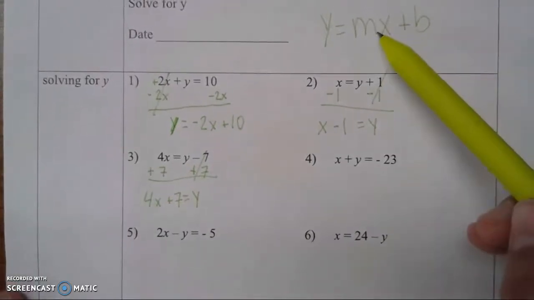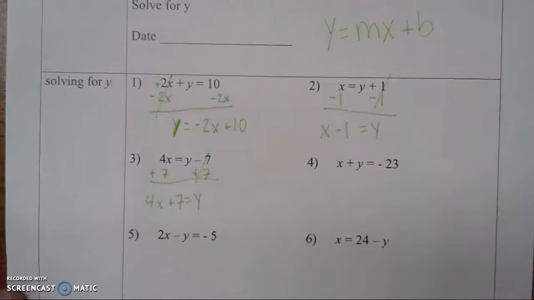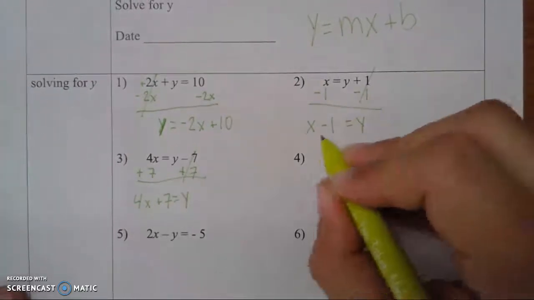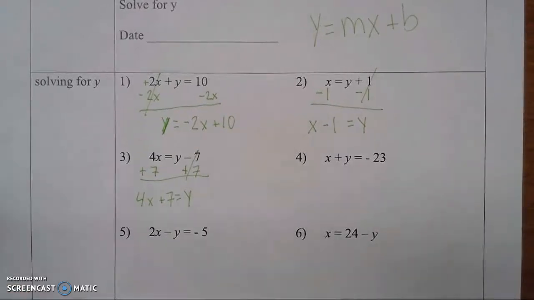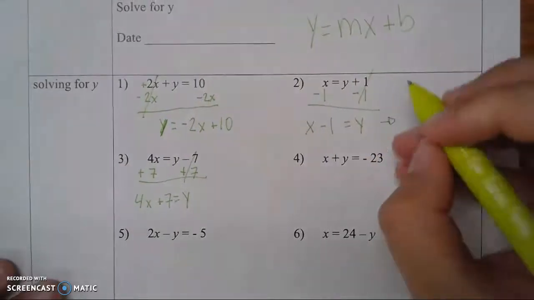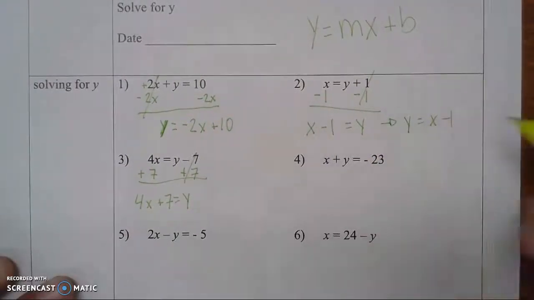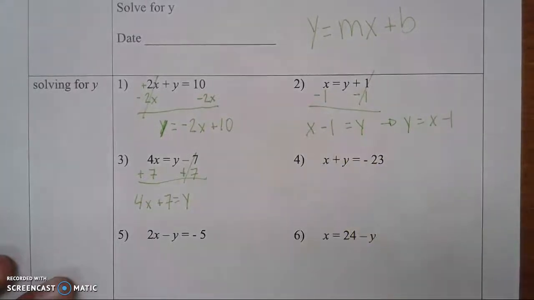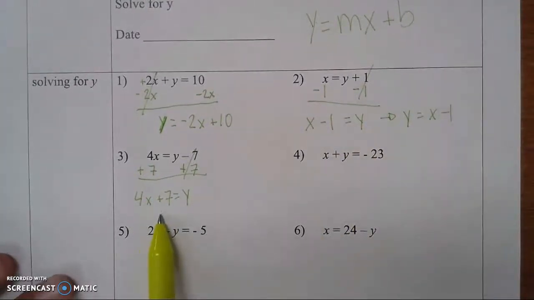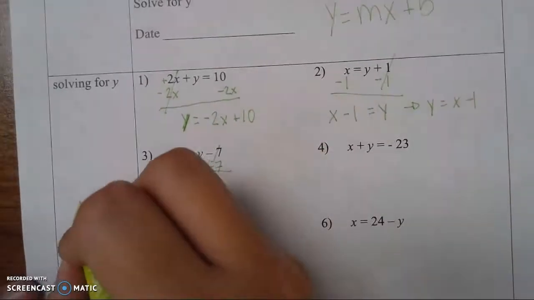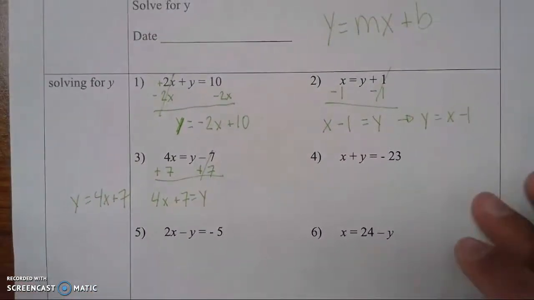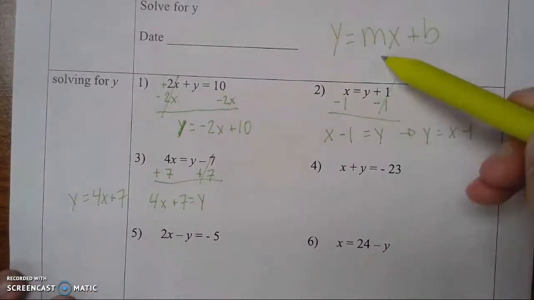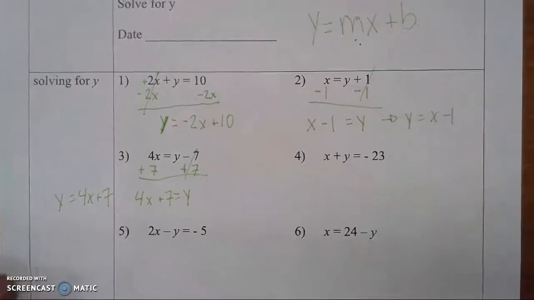If you always want y on the left side, you're more than welcome to flip-flop everything. Just make sure that you keep the negatives where they're supposed to be and keep the equation looking the same. So this one could be y equals x minus 1, because that's the same thing as x minus 1 equals y. And over here, if I wanted y on the left-hand side, I can have y equals 4x plus 7. It's up to you, but as long as you isolate the y by itself, you can determine what your slope is and what your y-intercept is.